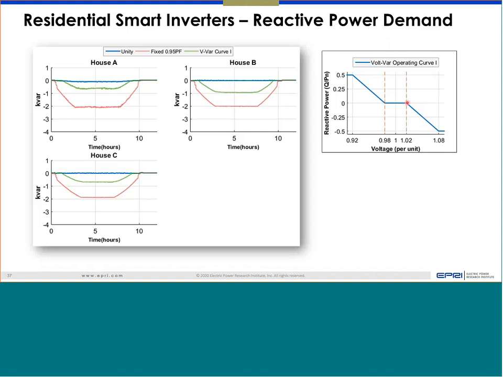If I would have made this slope sharper, like 1.02 and then it ends at 1.04, then we would have seen a lot of var absorbed by the inverter, even in the volt-var mode.